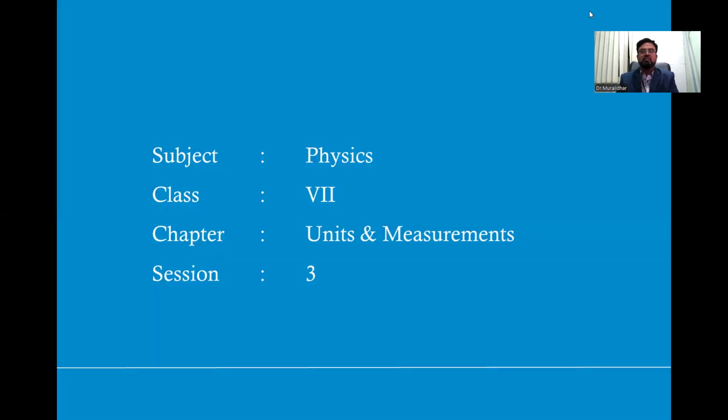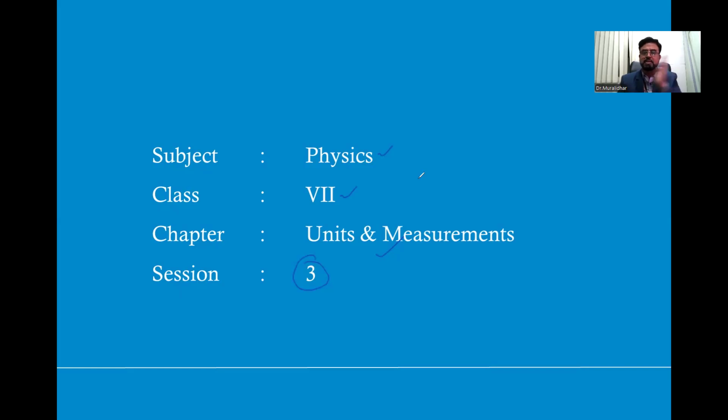As you are all well aware, and you can see on the screen, my subject is physics. We are in class 7, our ongoing chapter, units and measurements. Today we are entering session number 3. So far we completed 2 sessions, understanding the concepts of units and the introduction of measurements. We'll continue where we stopped in the last class.